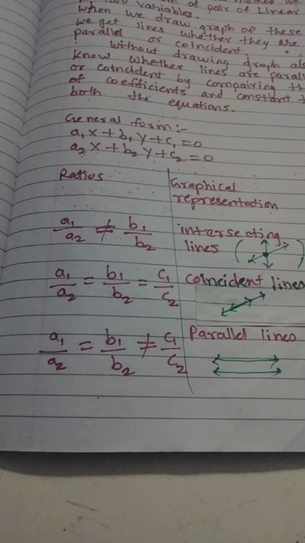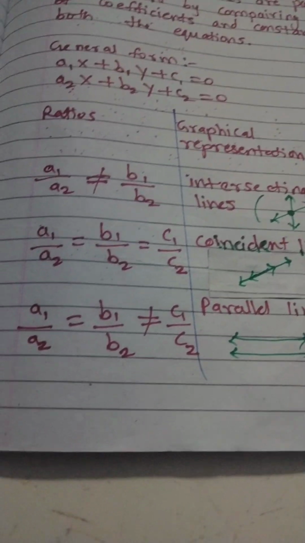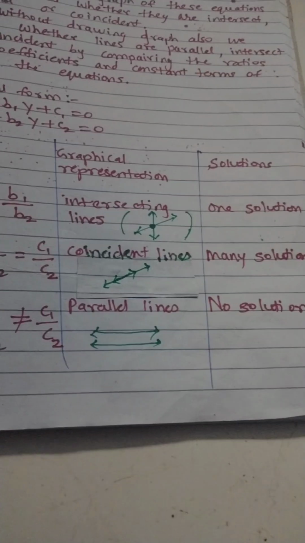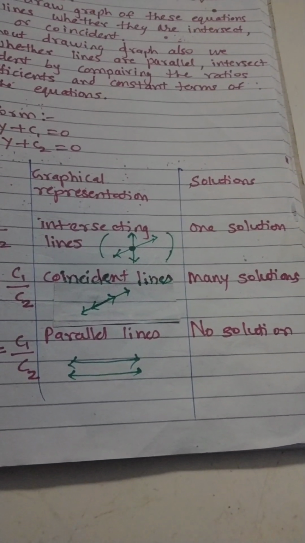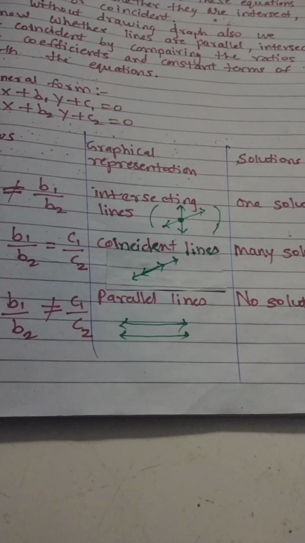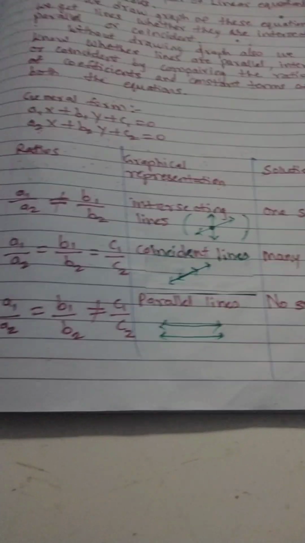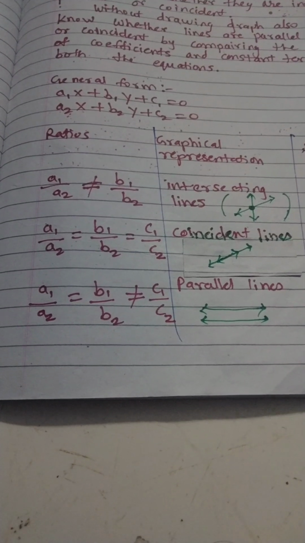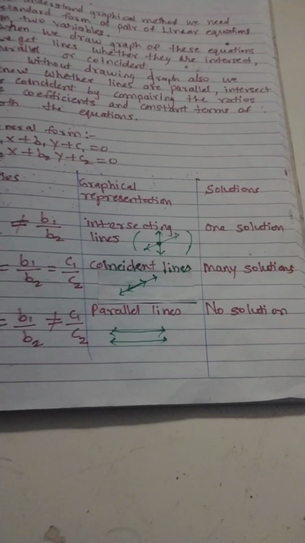If a1 upon a2 is equal to b1 upon b2, which is not equal to c1 upon c2, then we get parallel lines here. If the lines are parallel, then we get no solution. So the graphical representation will be parallel lines and there will be no solution in this case.